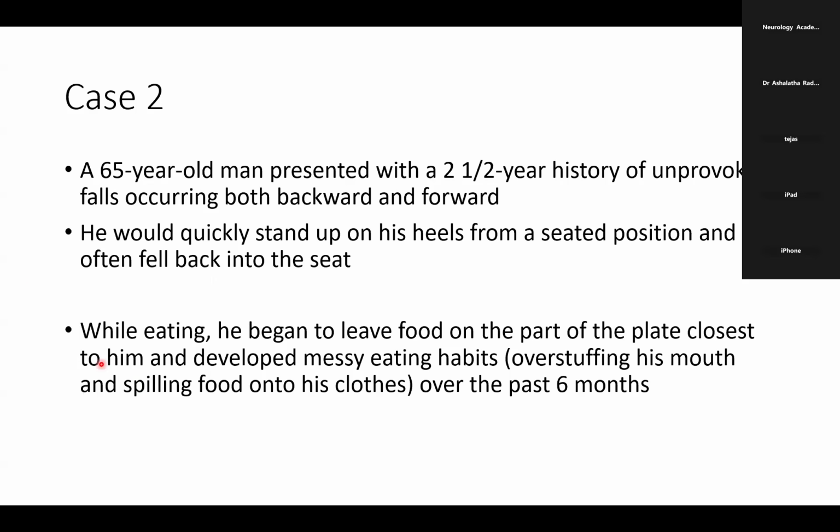This was regarding the NPH, normal pressure hydrocephalus. Now I would like to tell about the second entity which can present as a lower body Parkinsonism, that is PSP, progressive supranuclear palsy. Again, I would like to start with a case scenario.